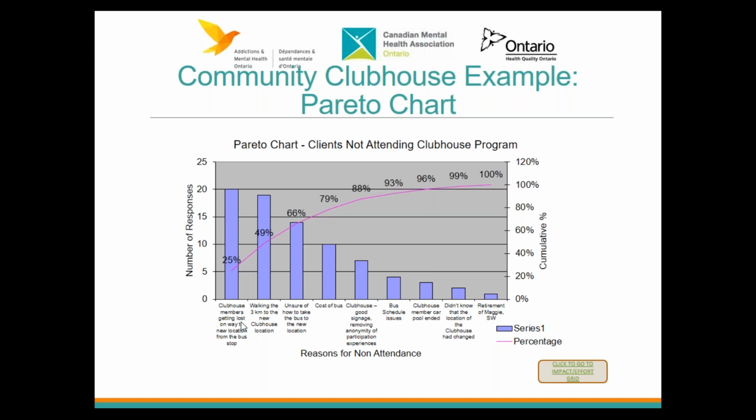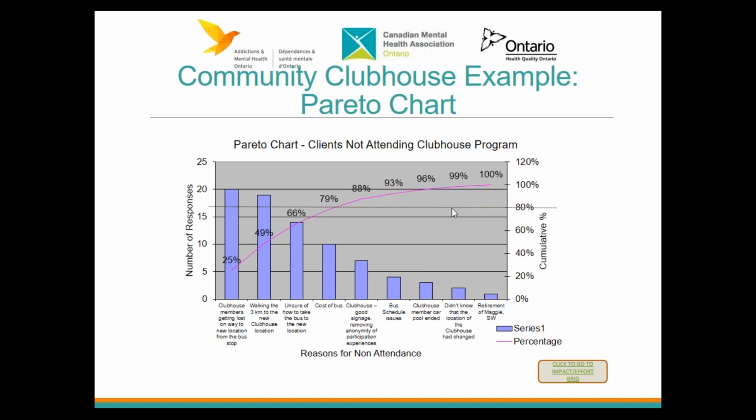And once we have that, we can arrange it on our Pareto like this, from the most down to the least. And what we're looking for is that 80% line. So we want to identify 80% of our problem and tackle those contributing factors that lead to that 80%. And we do that through calculating that cumulative percent.